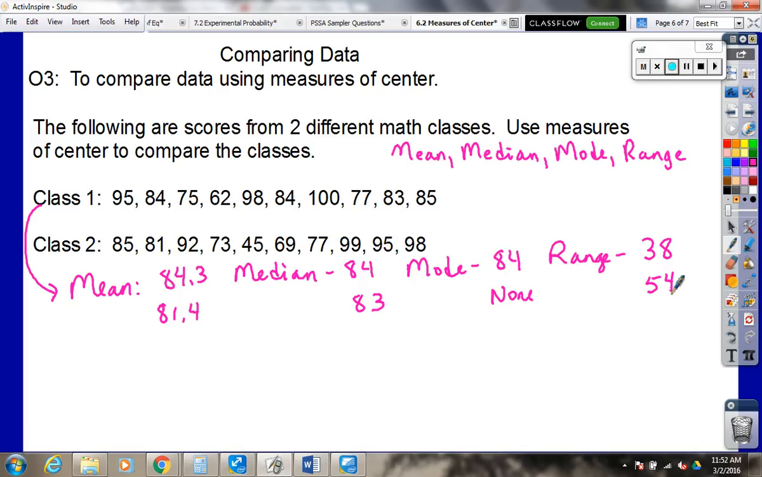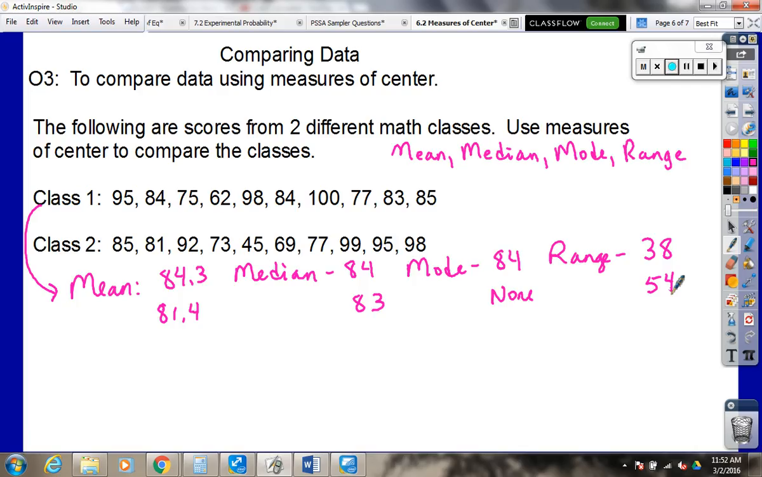What about the range? What does the range actually tell us? Cheyenne said the range for class 1 is lower than the range for class 2, showing that the scores were closer together for class 1. That was excellent. Range is a measure of variability, so it's telling us that class 1 has less variability than class 2. Their scores were closer together, not so far spread out.